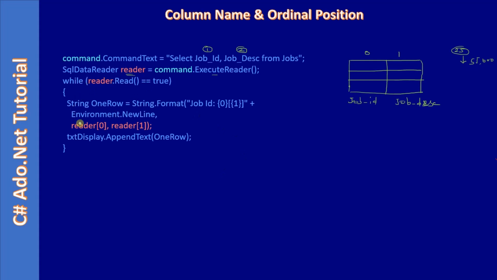Here inside the loop, you can see how we are accessing reader of 0. That means whatever is in the first column, we are reading it, and that is the job ID here. Then reader of 1 goes and substitutes here, and that's nothing but the job description. Finally, we are forming the string based on these ordinal position values, and appending that to our multi-line text box.